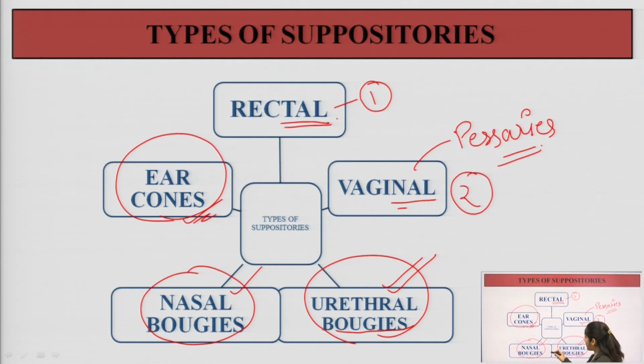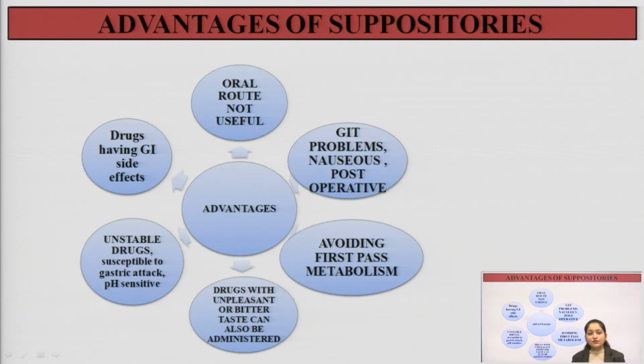As a result, these are some of the types of suppositories that we have gone through. Just a quick revision: the types of suppositories that we saw here are rectal suppositories, vaginal suppositories, urethral bougies, nasal bougies, and ear cones. Moving on ahead, as we know, each and every thing has two important sides, merits and demerits. In the same manner, suppositories also have their own advantages and disadvantages.